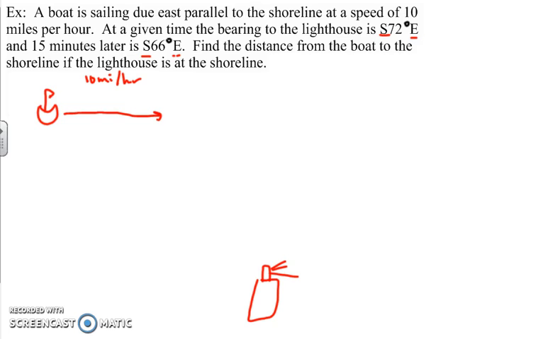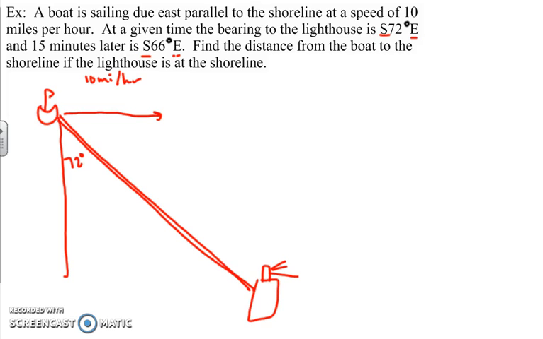And it says that at first, at a given time, the bearing to the lighthouse is 72 degrees southeast, meaning that if we drew a line going in the southeast direction and we made what kind of a line? A north-south line, okay? This line that we just created is 72 degrees away from the north-south line. Not this east-west line, the north-south line. Okay, at a given time, we did that one. 15 minutes later, it's traveling along here, and then right here, it's been 15 minutes, let's say, at this point. So he's here now.